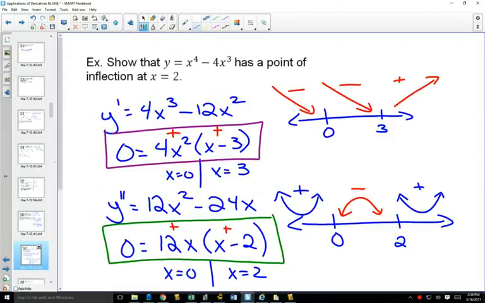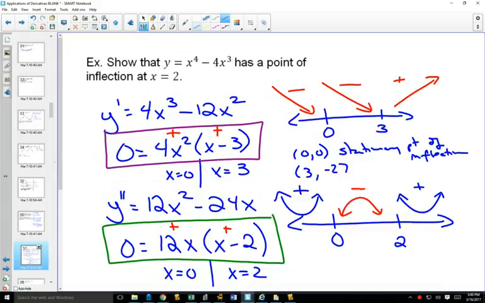What does that tell us about 0 and 3? It tells us that 0, 0 is a stationary point of inflection, and 3 comma 81 minus, what is 27 times 4, 108? 81 minus 108, negative 27. That makes sense. That is a local min.